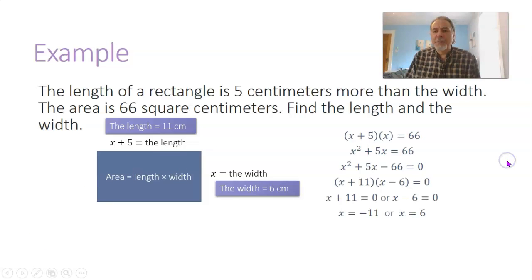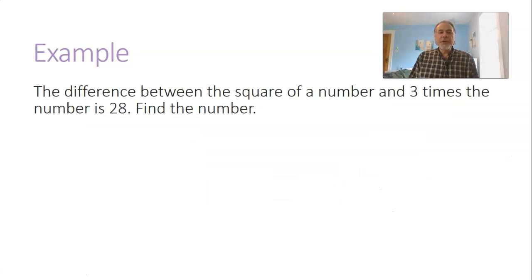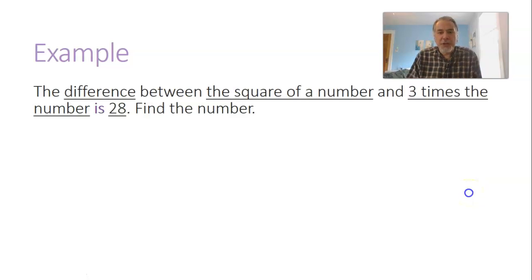On to the next example. The difference between the square of a number and 3 times the number is 28. Find the number. So this is kind of an abstract description of some unknown number that we have to find. So let's translate from those words into an equation.